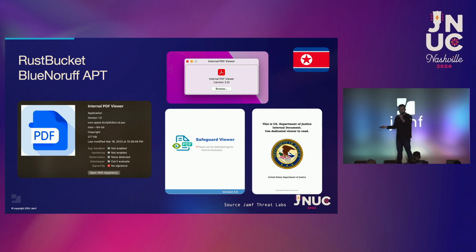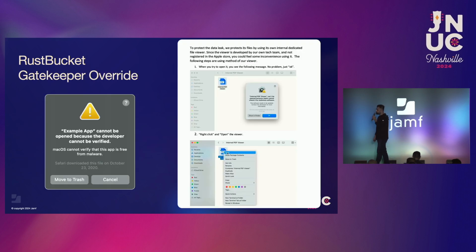Next, we have RustBucket. This is APT malware that's been attributed to Lazarus, or rather BlueNoroff, which is a subgroup of the infamous Lazarus group. This is malware that we named RustBucket. As you can see here, it's an unsigned internal PDF viewer application, and they have these PDF documents that are a single page and indicate that in order to view the sensitive contents of this PDF document, you must open it in this PDF viewer application. So you might be wondering, how is it getting around Gatekeeper? It's unsigned. Well, the attackers actually provide a PDF document with specific instructions on how to override Gatekeeper.